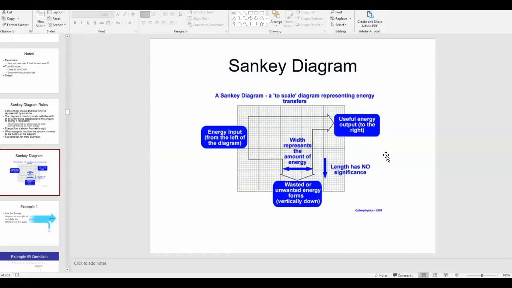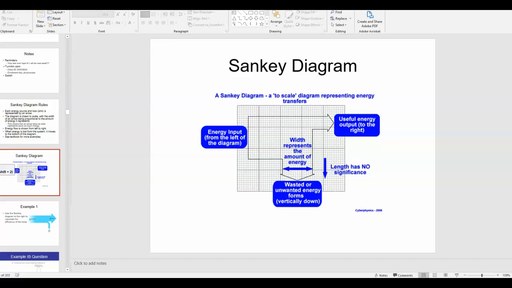So here you can see a Sankey diagram, and you always read these from left to right, with the energy input being over here. The downward arrow represents the wasted energy or the degraded energy in the form of heat, and the output energy is represented by going to the right. The length does not matter, but the width is important.